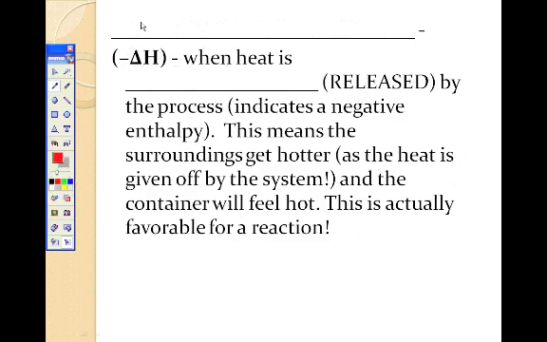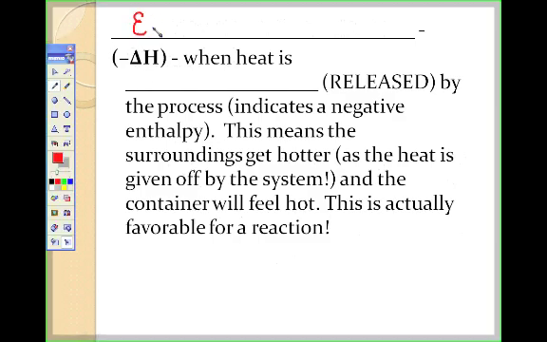Now, we call the process exothermic because heat is exiting, you can think of it as that, when heat is lost or released by the process. Now, the sign of that energy, delta H, is going to be in joules, and the sign of those joules would be negative for an exothermic.